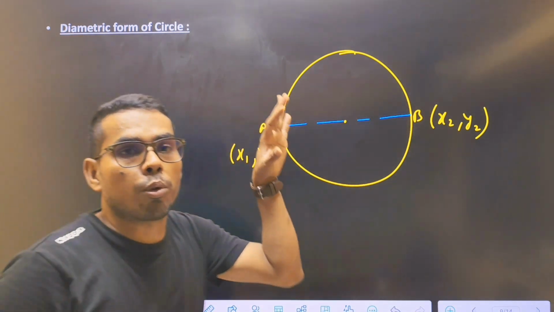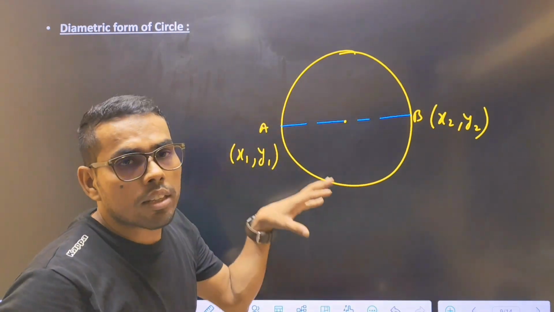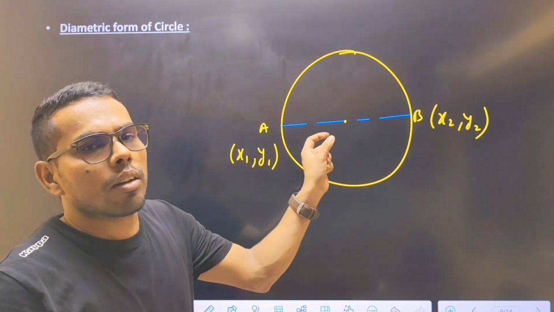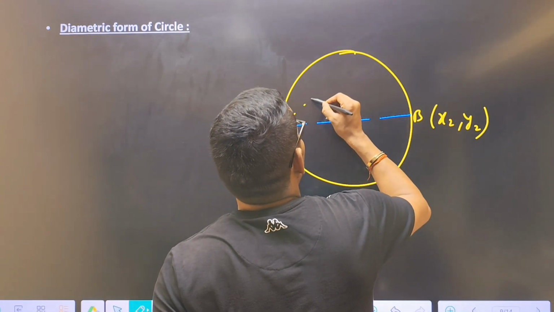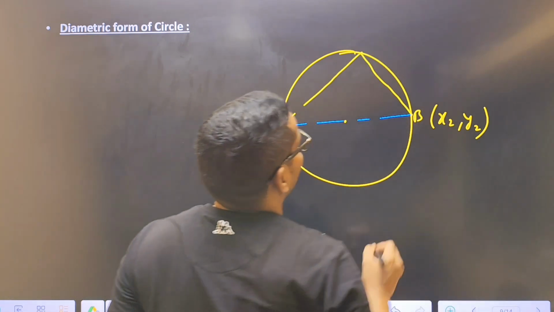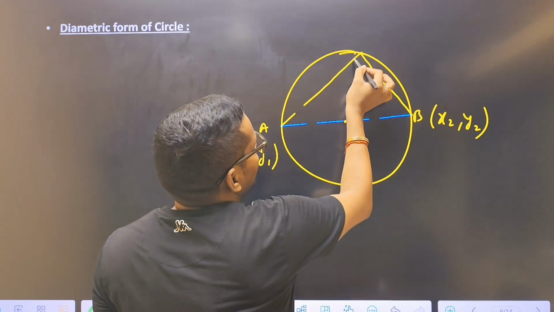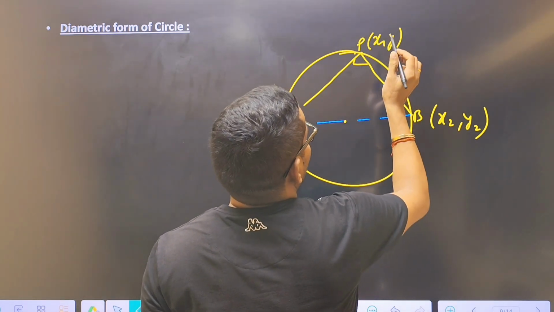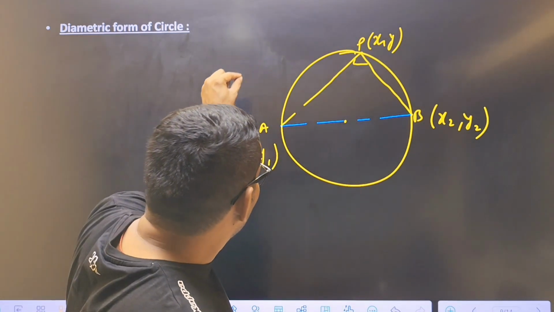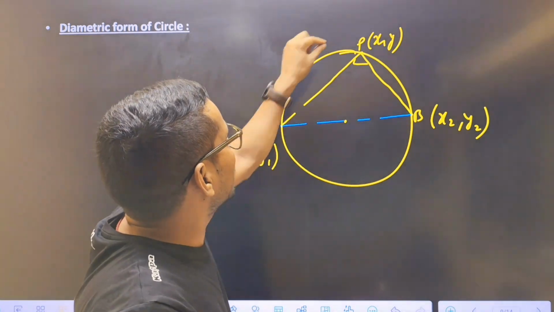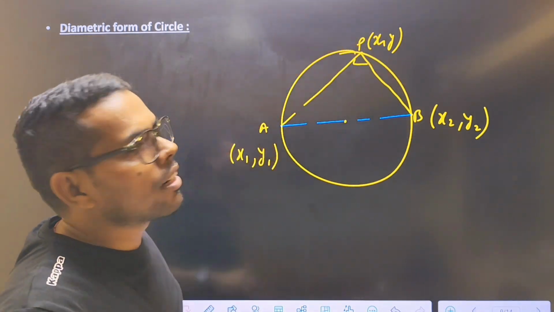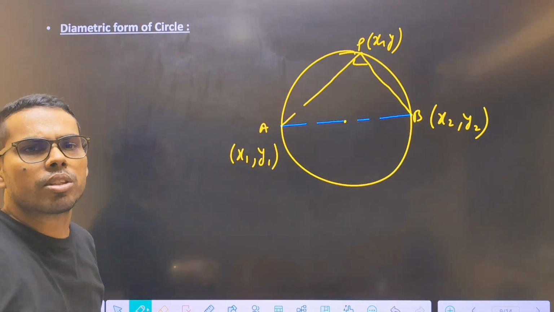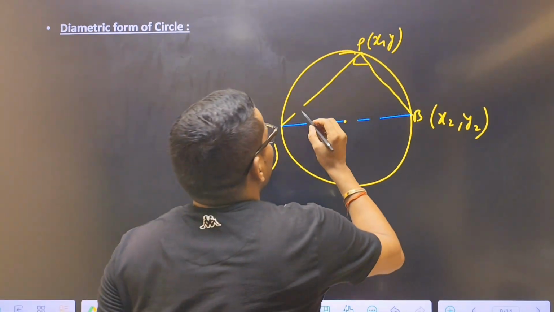Now try to use the property of the diameter. In class 9th you have already studied that any diameter forms an angle of 90 degrees at any point on the circle. So this angle is how much? 90 degrees. This is a point P, a variable point (x, y), and P is moving on the circle such that the angle formed by AB at P is always 90 degrees. Now use the concept.